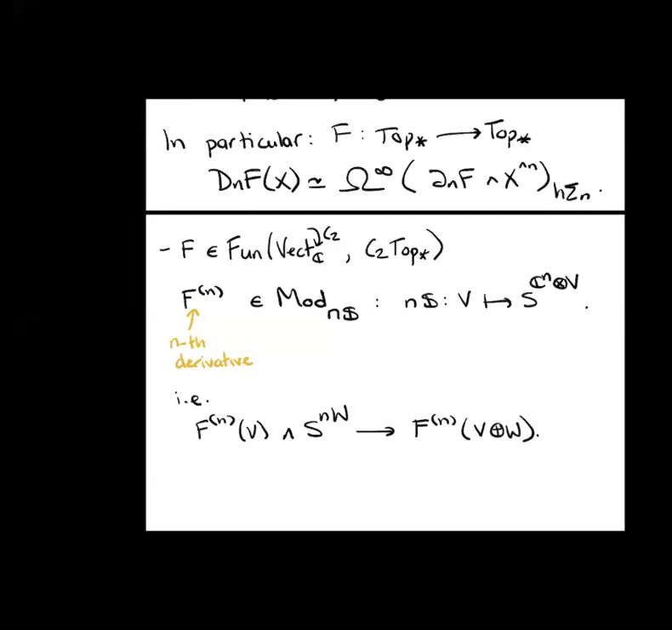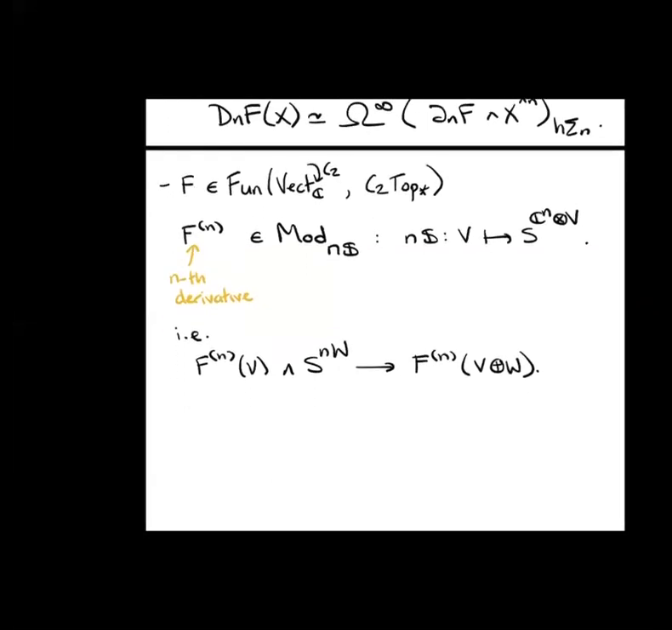Just as there are model structures on spectra, you get a model structure on modules over this n-sphere, right? So this category has a stable model structure.